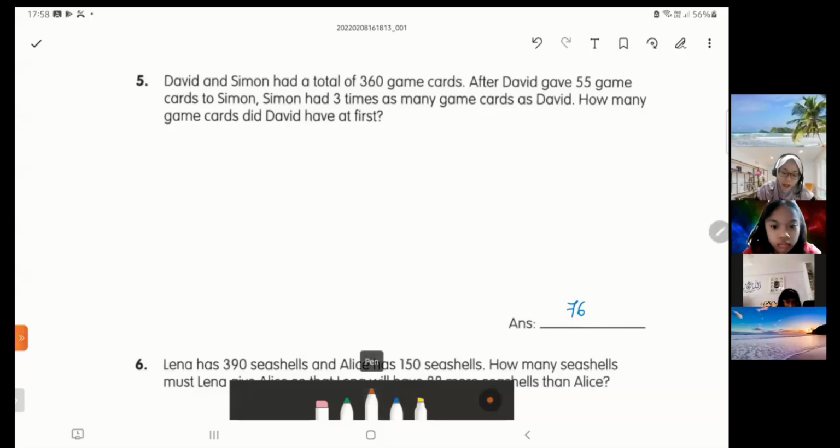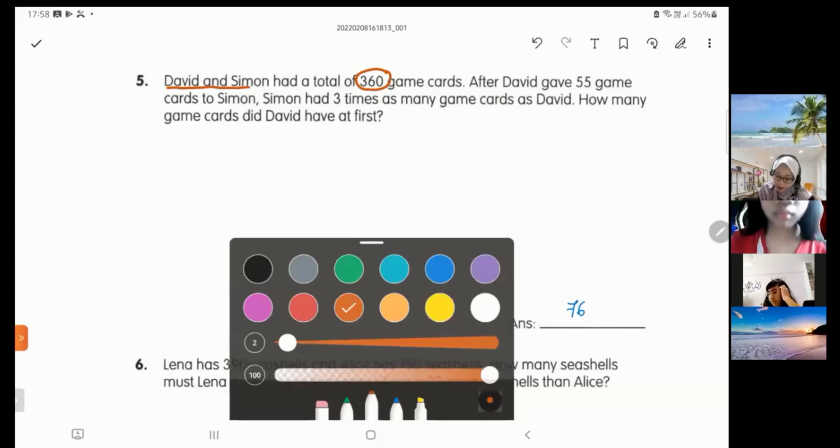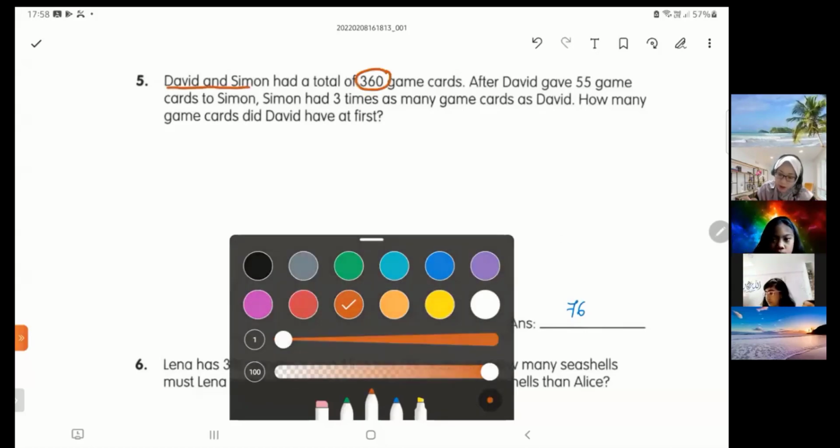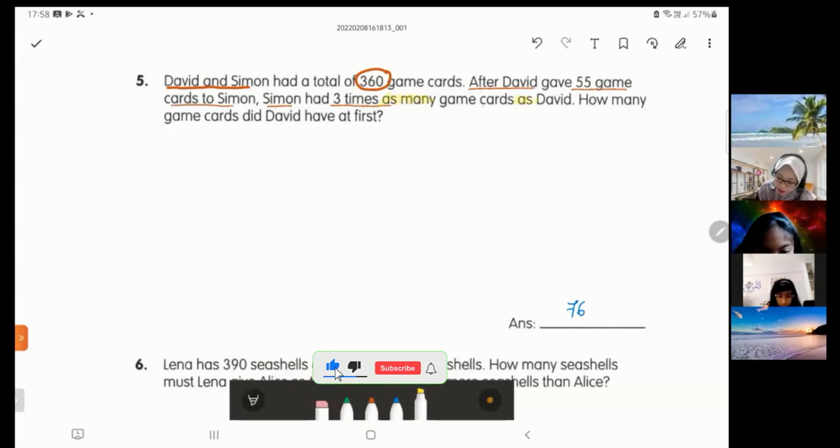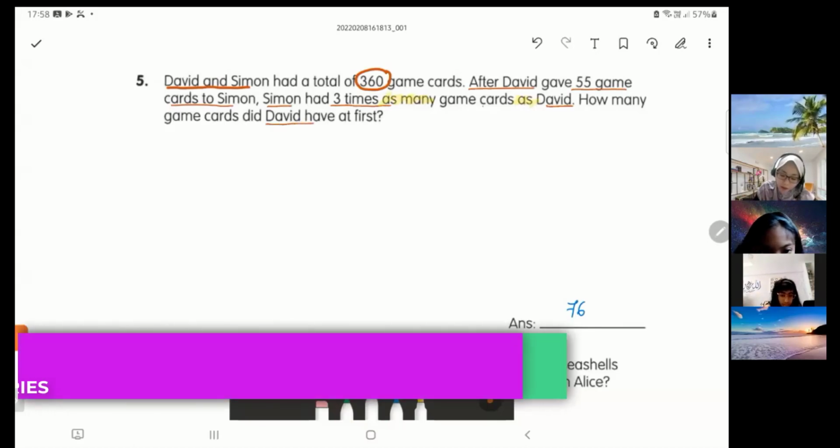So David and Simon had a total of 360 game cards. After David gave 55 game cards to Simon, Simon then had 3 times as many game cards as David. Magic phrase: as many as David. How many game cards did David have at first?